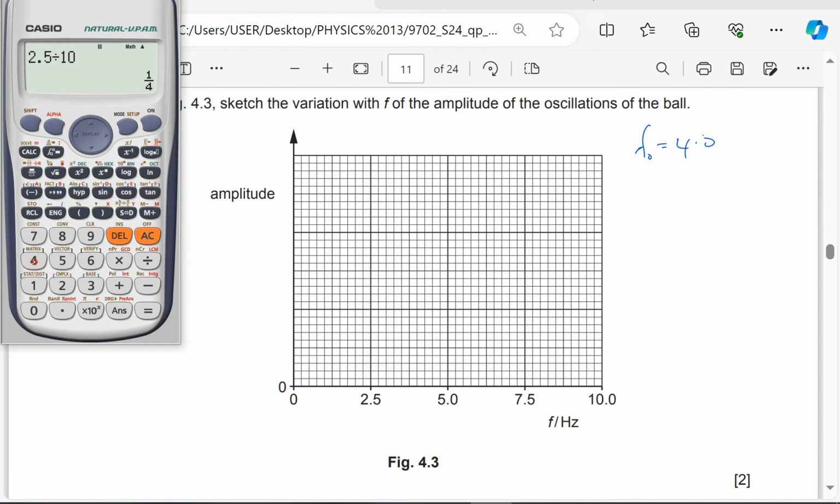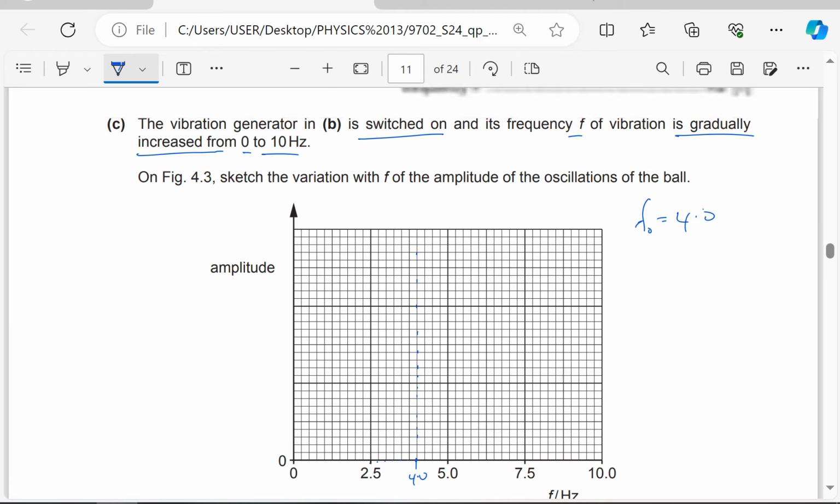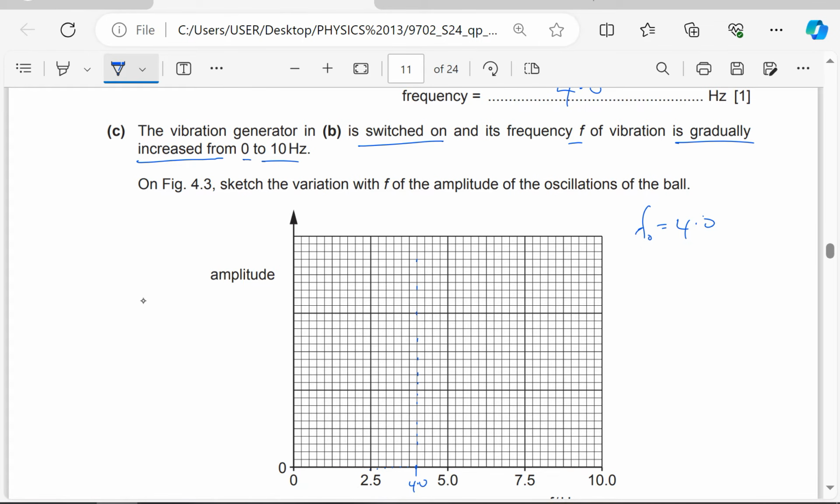So I want to find 4. 4 divided by the answer, those are 16 small squares. So 1, 10, 11, 12, 13, 14, 15, 16. So this is 4.0. At 4.0, we expect a maximum amplitude. So the peak should be there. So I'll just draw a simple curve because the amplitude is increased from 0. This should have a peak at 4.0, then something like that.